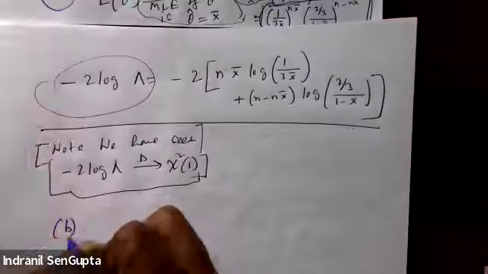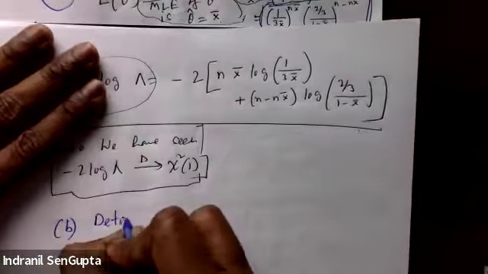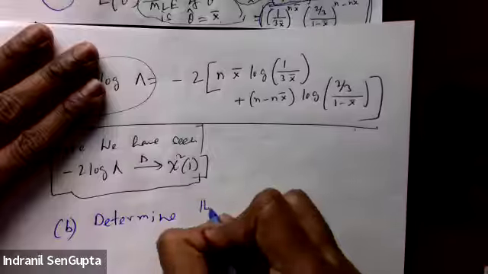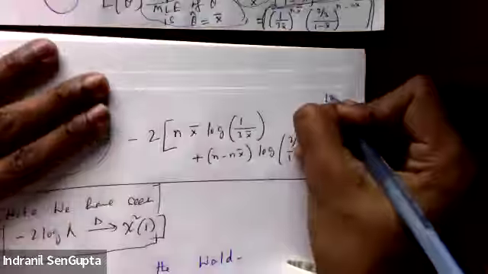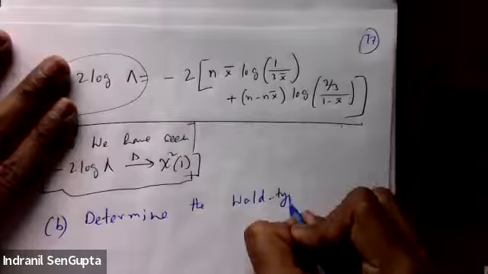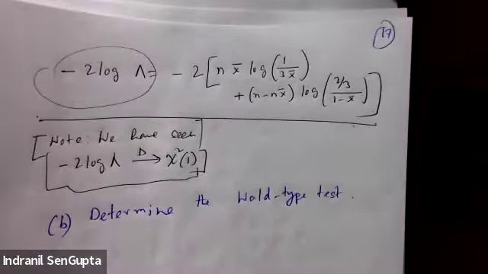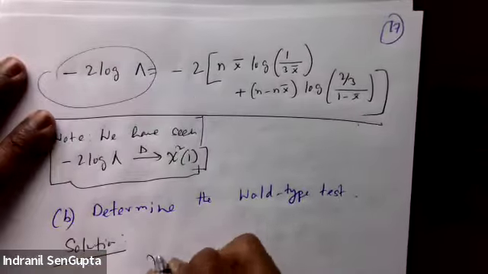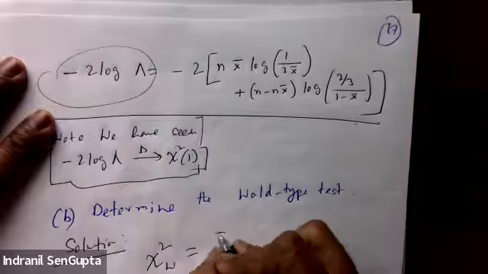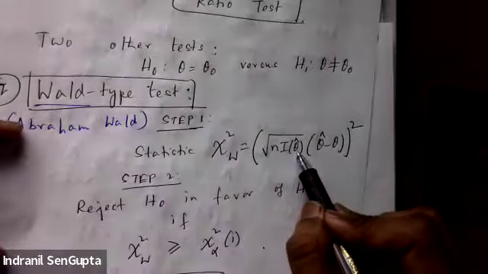Now, part B. It tells you to determine the Wald type test. Solution. In this case, the Wald type test statistic is given by what? Let me just show you right here. We have the information we already computed. Theta hat is x bar.